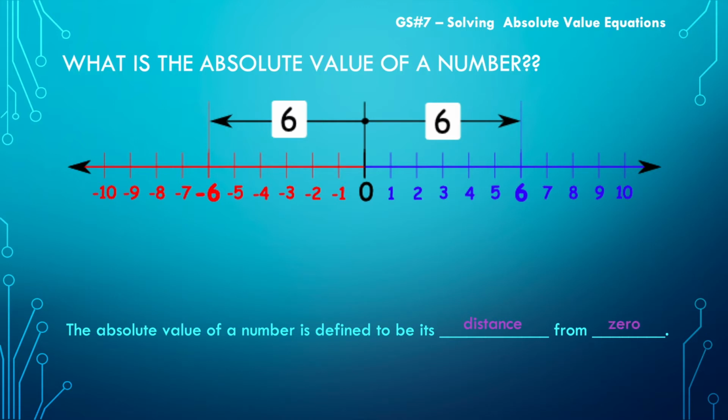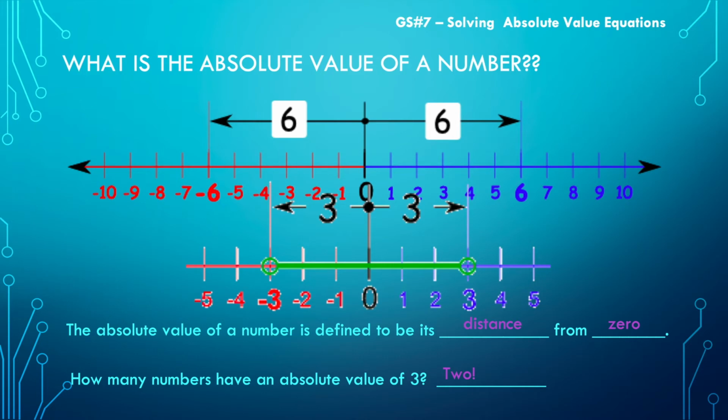Okay, so with that in mind, can you tell me how many numbers have an absolute value of 3? Thinking about that definition, how many numbers have a distance of 3 units from 0 on the number line? Now, you should have probably said 2, and you would be right if you did. We have a positive 3 and a negative 3, and they both are 3 units from 0. Okay, so that gives us a better comprehension of what absolute value is.